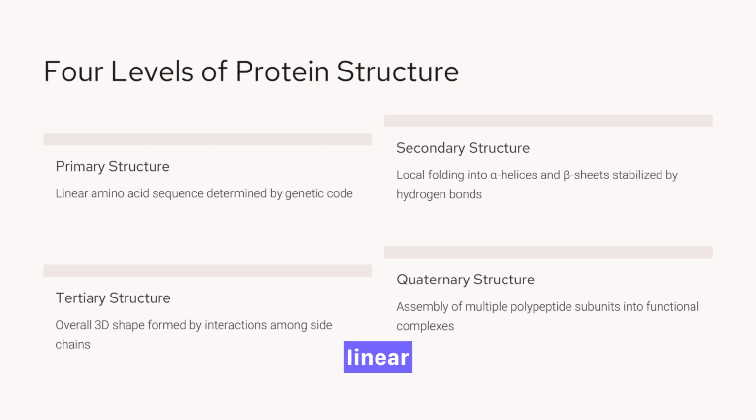Proteins have 4 structural levels. Primary structure is the linear amino acid sequence. Secondary structure involves local folding into alpha helices and beta sheets, stabilized by hydrogen bonds. Tertiary structure is the overall three-dimensional shape from side chain interactions. Quaternary structure is the assembly of multiple polypeptide subunits into functional complexes.